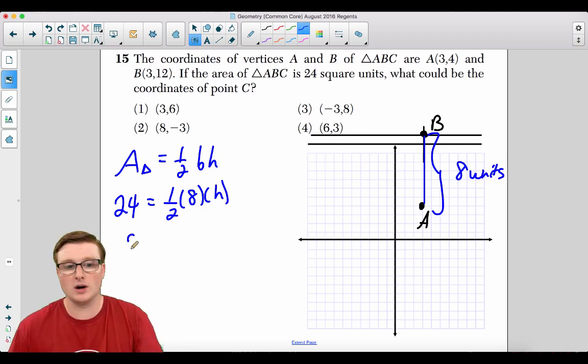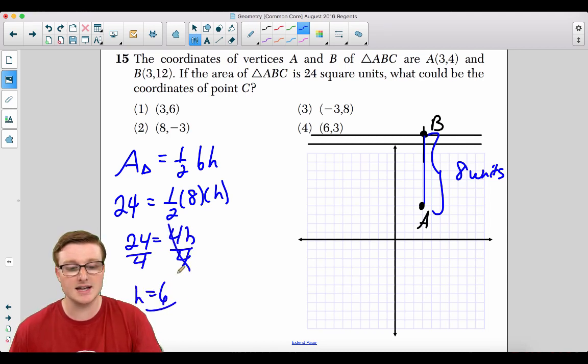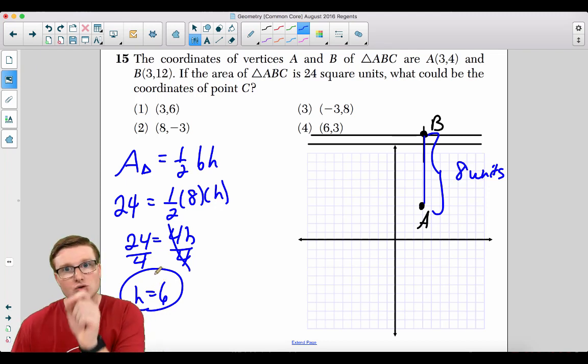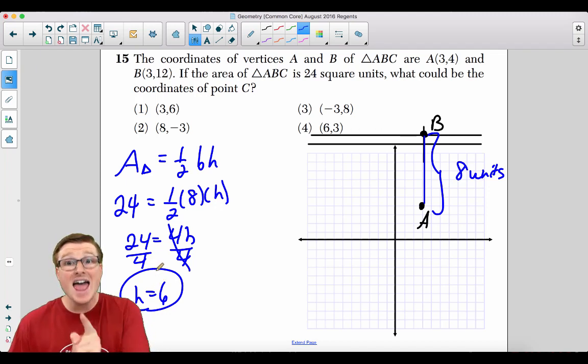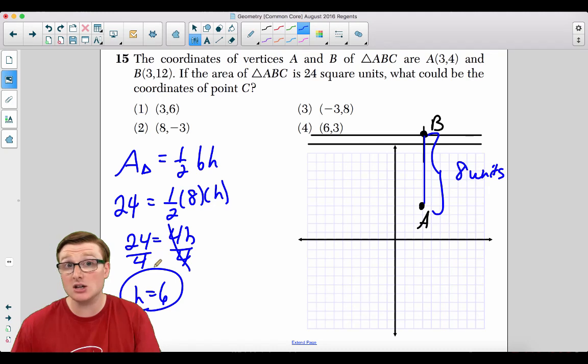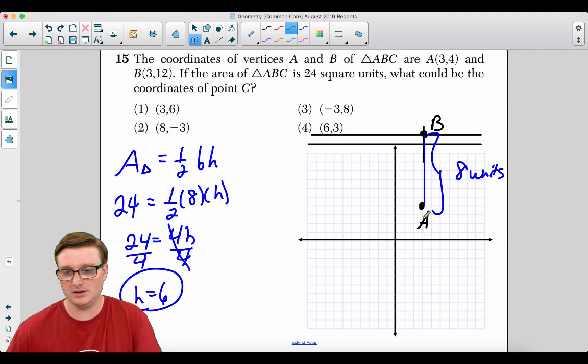1/2 of 8 is 4. 24 is equal to 4h. Divide by 4 on both sides, and you get h is equal to 6. So the height of the triangle has to be 6. And the height has to be perpendicular to the base of the triangle. So which coordinate does that? Well, let's plot (3, 6). 3, 1, 2, 3, 4, 5. That doesn't even create a triangle. That's on the line. That can't work.